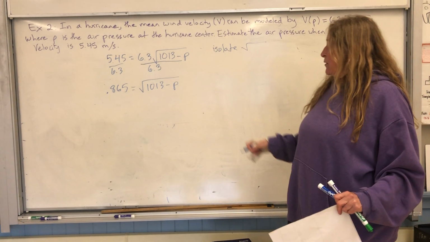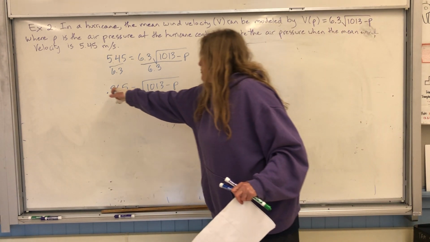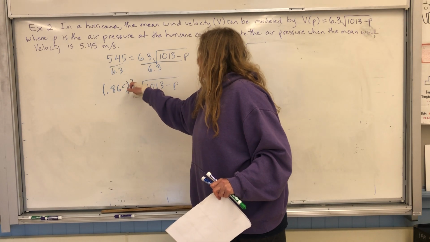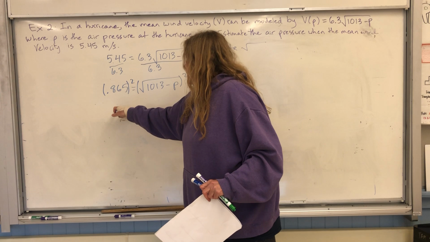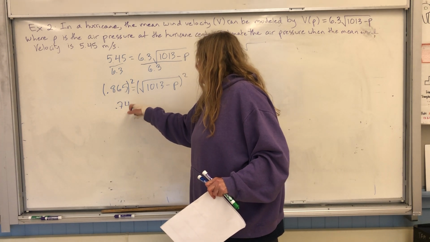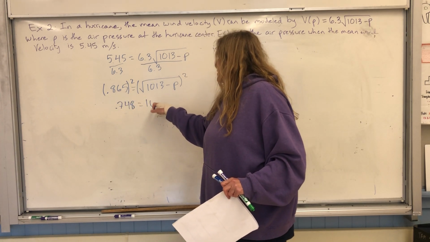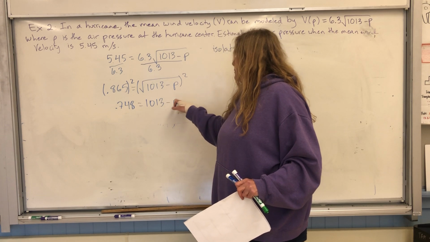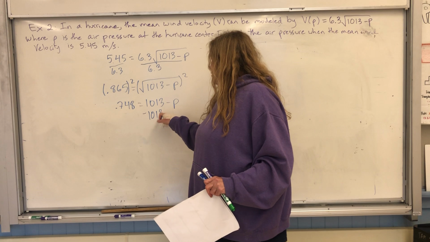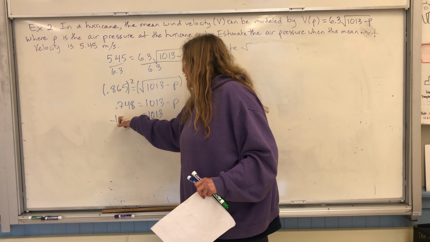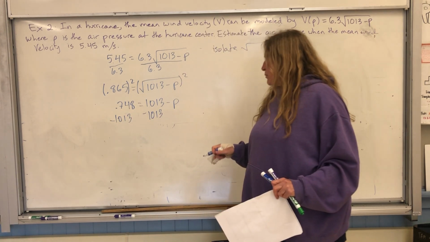Okay, so now we've got our square root isolated, so we can square both sides. Right? And that's going to get me 0.748 equals 1013 minus p. Right? And now I have myself a simple equation with, albeit not particularly nice, pretty numbers.